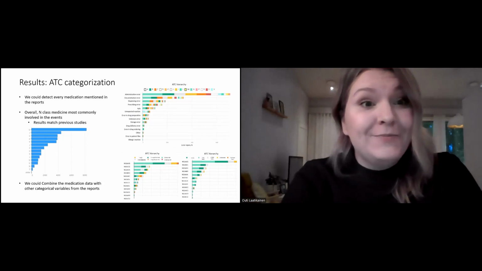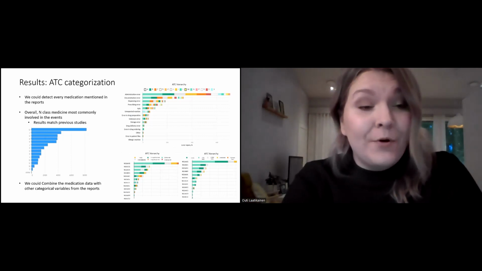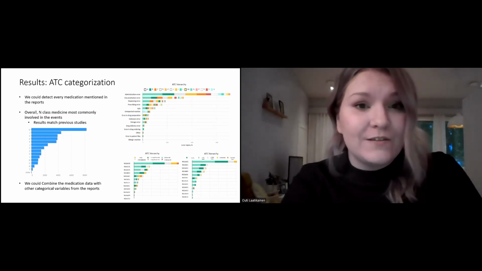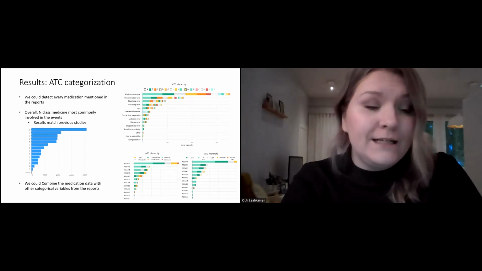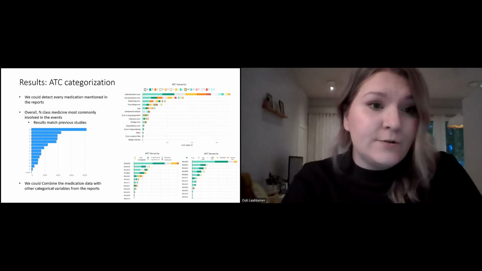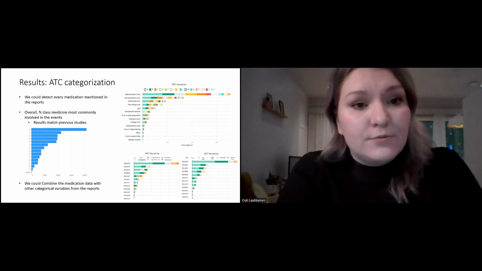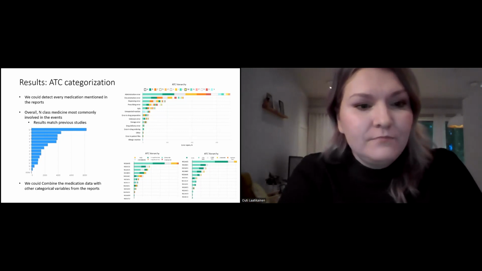So we could now basically detect every medicine mentioned in the reports. And when we compared the results we got from this ATC categorization with this cohort, we were really pleased to see that the picture depicted here on the left, the results of the overall ATC categories and the distribution of them, really matched our previous studies. So they're pretty much identical results to our previous studies. So even though we couldn't make a real specific validation, this gave us optimism that we were doing things right here.